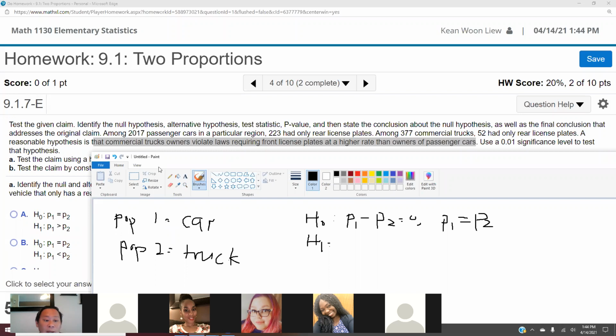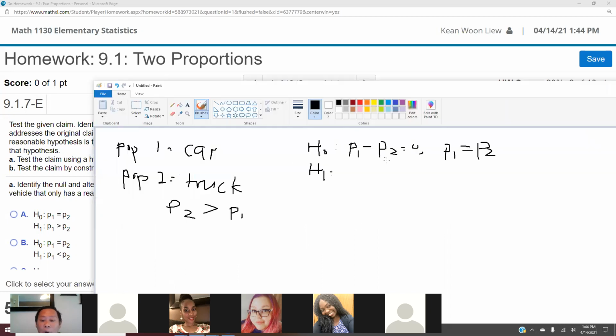Truck means P2, right? P1 is... P2 is greater than P1, right? Because truck is P2, car is P1, higher rate means greater. But if you look at our hypothesis, P1 always comes first, then P2, not this. So you have to swap these two around. Do you know what happens if you switch your P1 and P2 around here? What happens to your sign? That switches. You have to switch it.